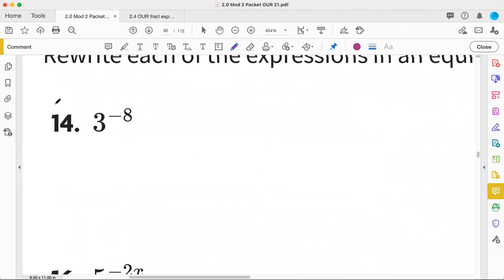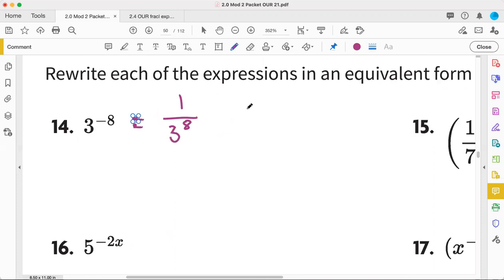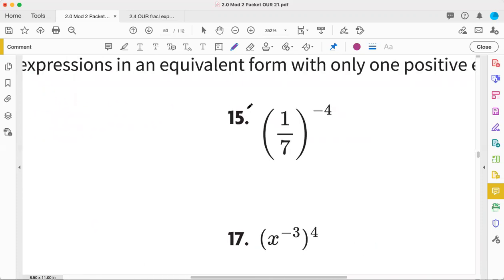So let's do this. 3 to the negative 8th power. I know it's a negative exponent, so that means I can flip it and rewrite it like that. Done. Simple enough, right? Let's see what else we got.